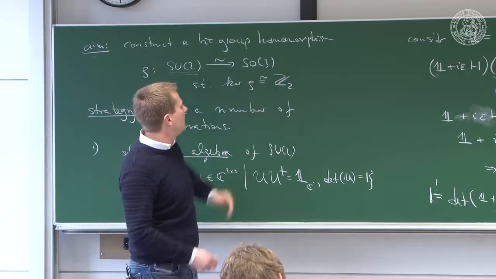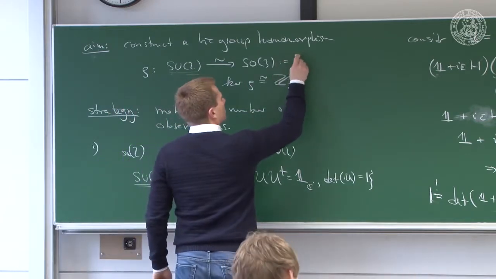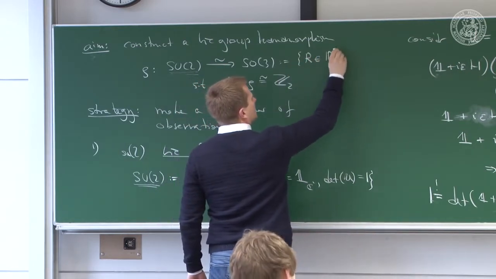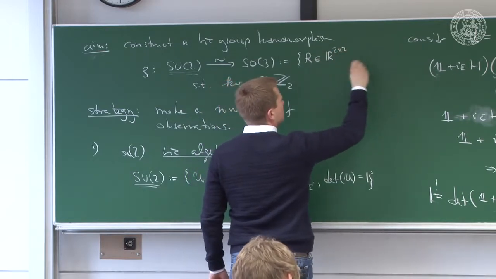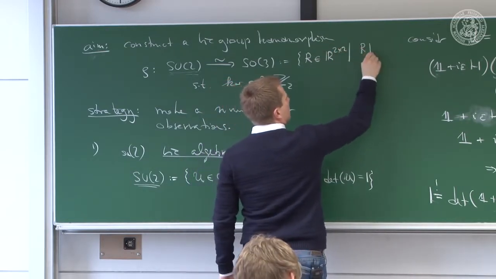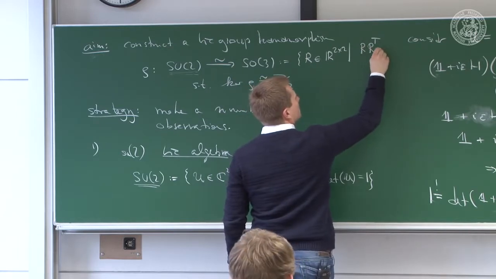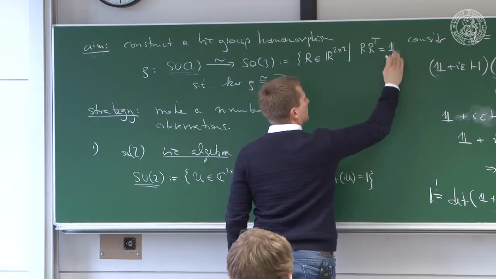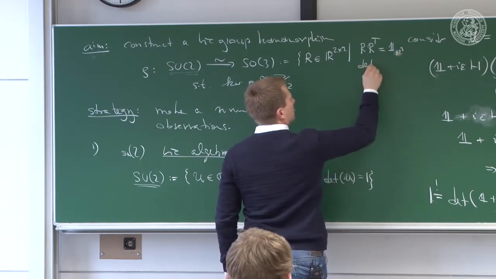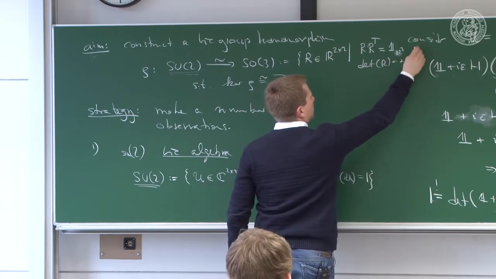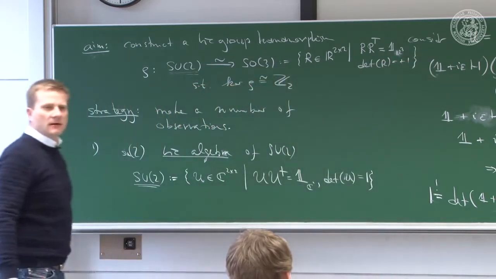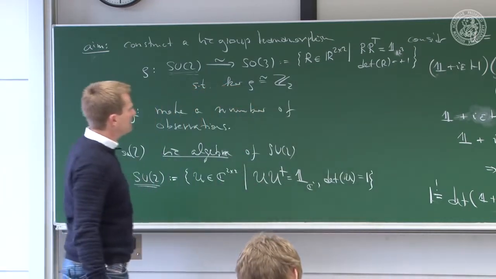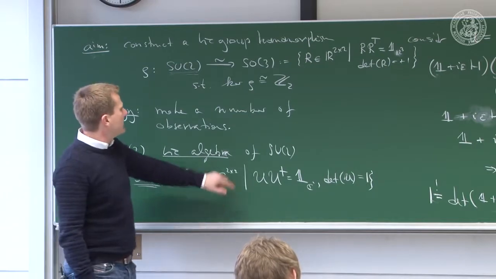SO3 in its defining representation acts on R3, maps from R3 to R3, and we know that this is R transpose R equals the identity, but now in 3 real dimensions, in R3, and the determinant of R is +1. We know that this is the defining representation of SO3.